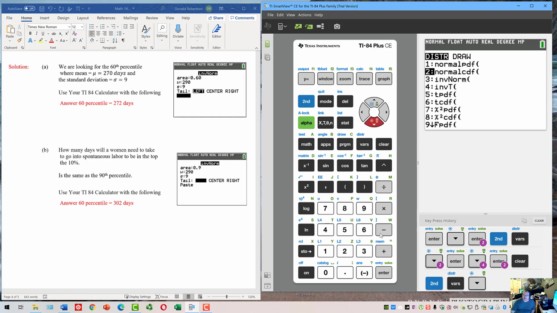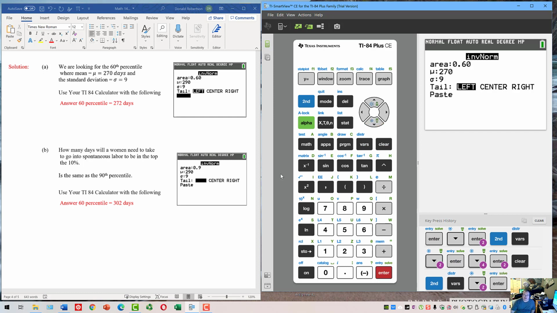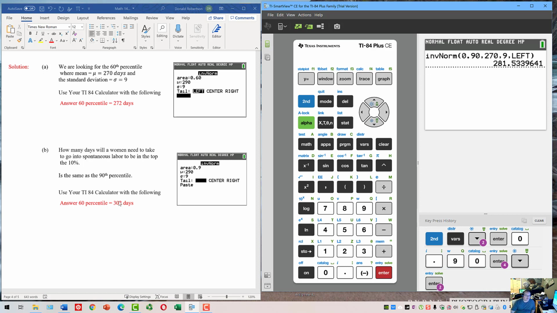So I'm going to choose number 3, and I'm going to have to change this data to suit the real data. So we are looking at a 90th percentile, that's fine. This guy here is 270, that's good. This guy here is 9, that's good. And then go down and hit paste, and the answer we get is 281 days, which, if I think about it, is much more realistic. So far so good. Let's continue then.